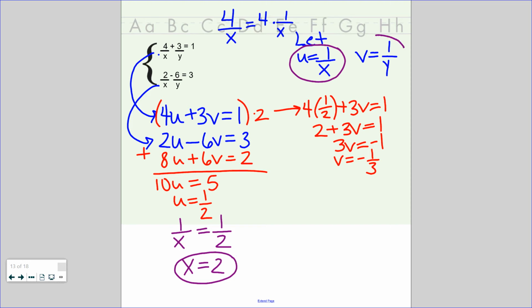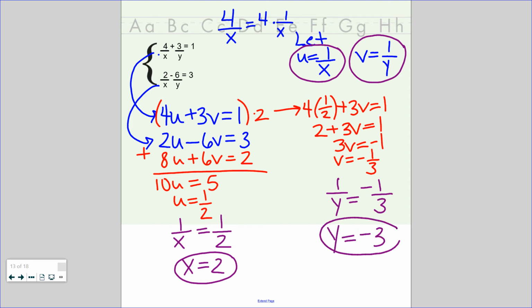You can do the same thing for v. Because v is 1 over y, I can replace it. And you can see that if I make y equal to -3, I will have a true statement. Or again, cross multiply to solve. Final answer is 2, -3. You can plug it back in to check in the original problem.